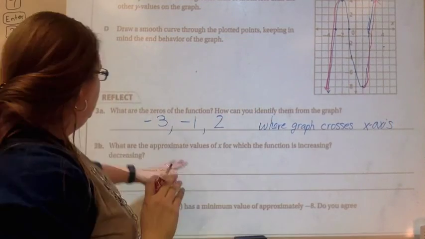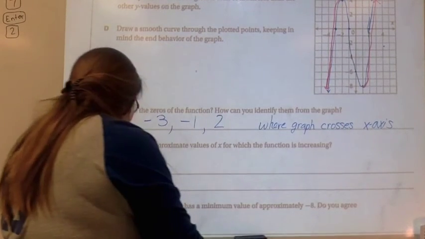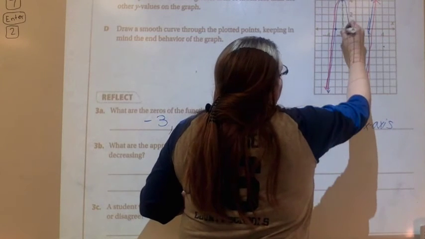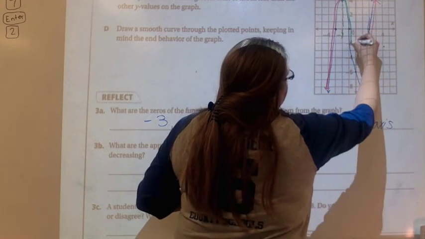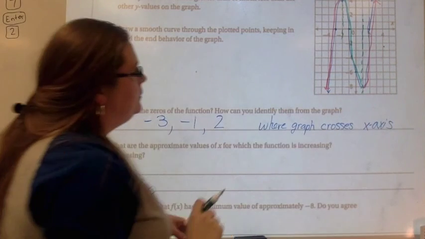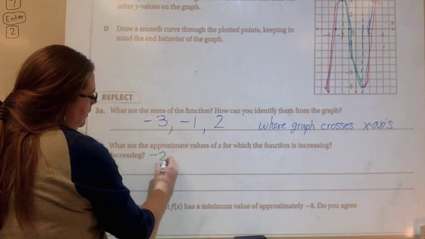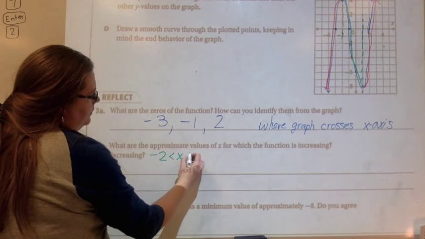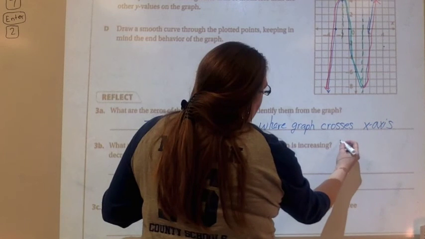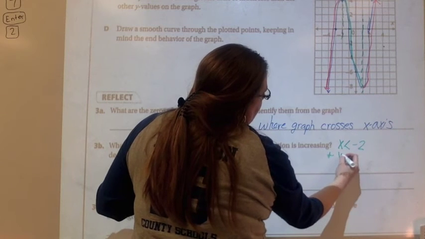So if you think about the x values where that's happening, well, it starts going down where x is negative 2. And it starts going back up again where x is a positive 1. So let's think about those intervals. It's decreasing where x is greater than negative 2 and less than 1. So it's increasing where x is less than negative 2 and where x is greater than 1.